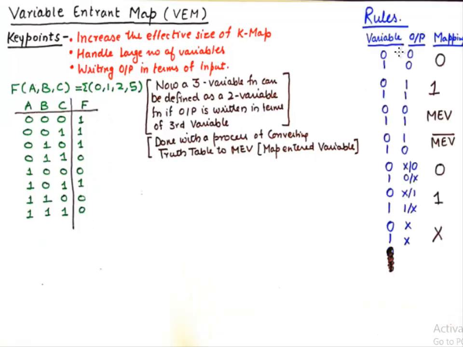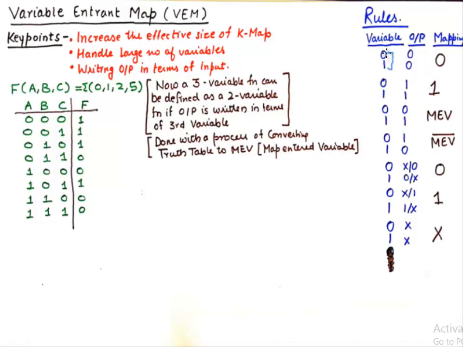Now there are some rules of mapping. A few rules have already been discussed here while I was trying to clarify this point as to how the output is dependent upon the map entered variable. So if we choose a variable, any variable, we need to see for both the values of the variable what is the output.